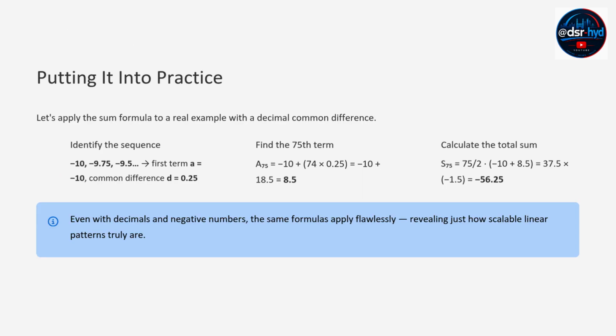Worked example. Let's solve an example. The sequence begins with minus 10, minus 9.75, minus 9.5, and continues with a common difference of 0.25. To find the 75th term, use the nth term formula. The answer is 8.5. Now apply the sum formula. The sum of the first 75 terms is minus 56.25. This example shows that arithmetic progression formulas work perfectly even with negative numbers and decimals.